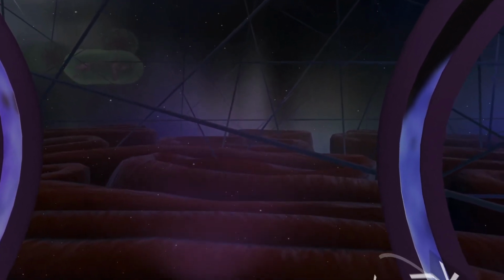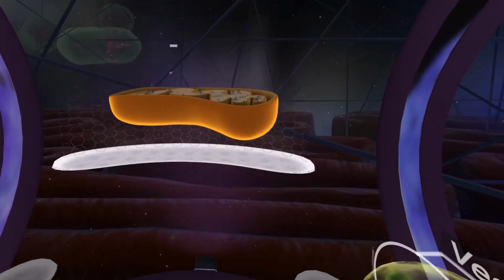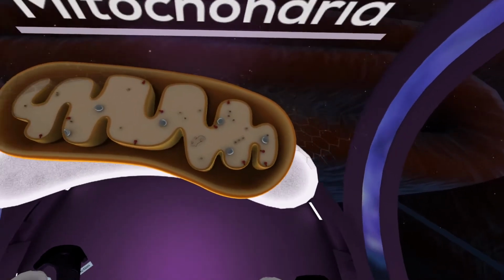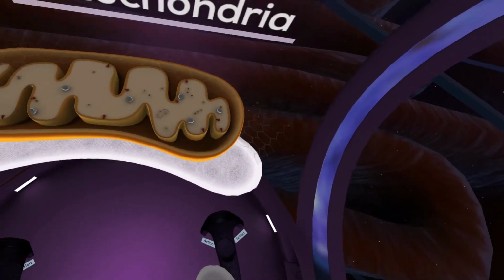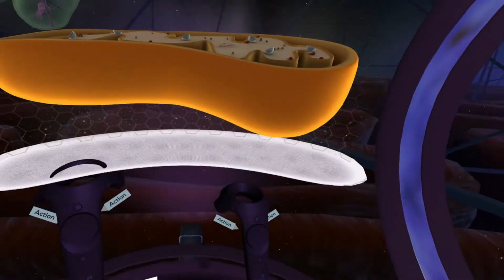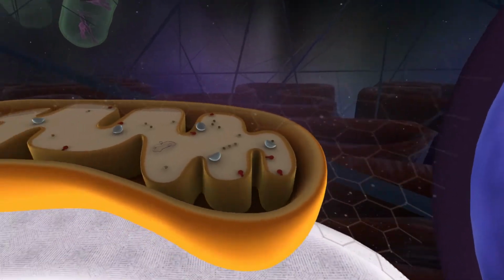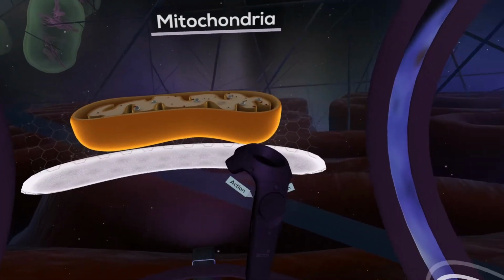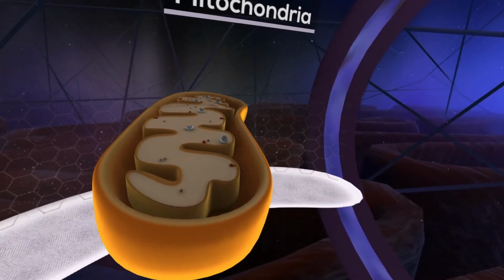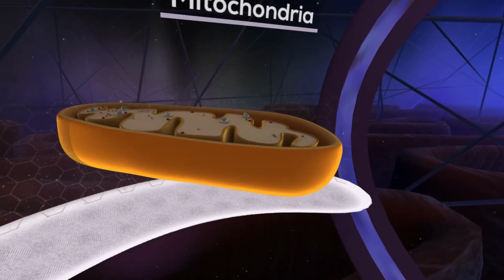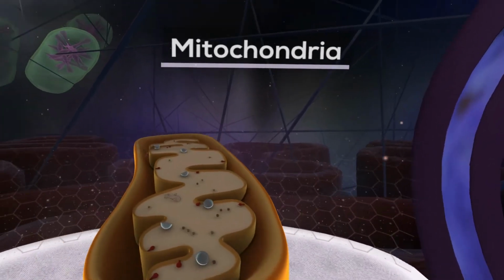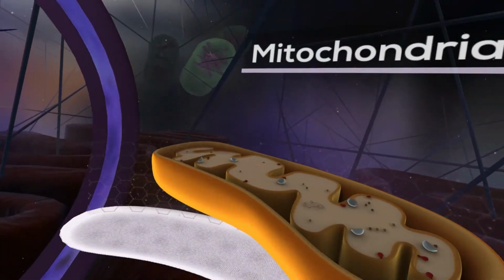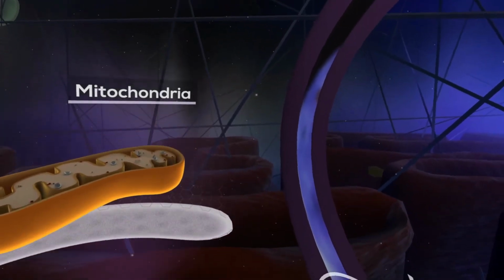In the distance, you can see a mitochondria. Mitochondria are free-floating organelles, typically referred to as the powerhouse of the cell. Mitochondria received their name due to their vital role in ATP generation. ATP, or adenosine triphosphate, is the main source of energy within the cell. Mitochondria take the pyruvate and convert it into carbon dioxide and water, releasing ATP in the process.